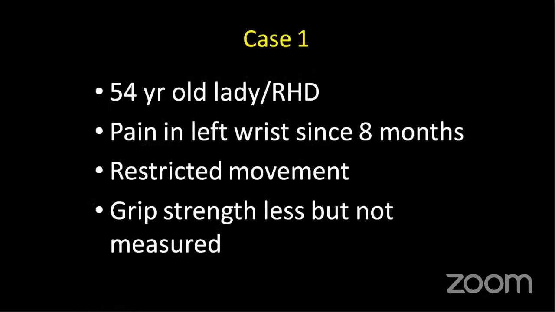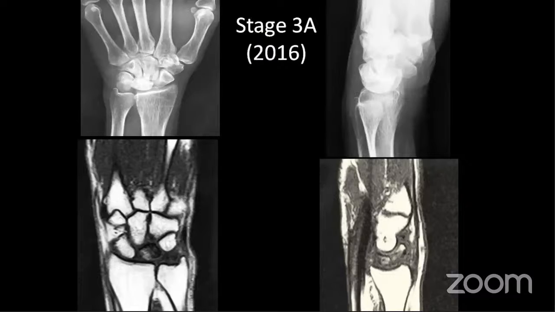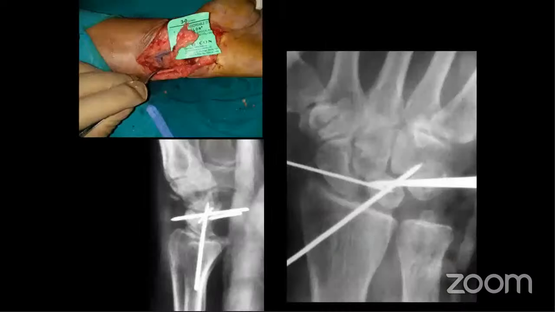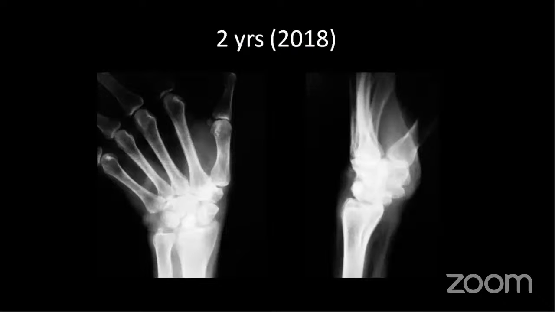This is the first case I have operated. A 54-year-old lady, right hand dominant, pain in the left wrist since 8 months, restricted movement, grip strength was less but not measured. So this is stage 3A, which was operated in 2016. If you clearly see, there is sclerosis and fragmentation of the lunate. So we did vascular pisiform transfer in this patient, and this is the 2-year result. If you see, there is a good alignment of the carpus. There is no decrease in space.